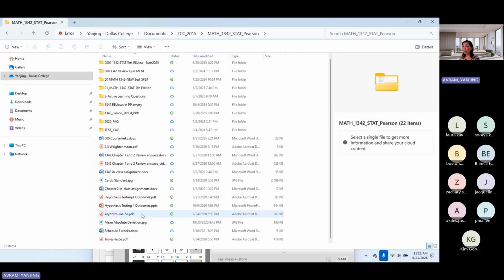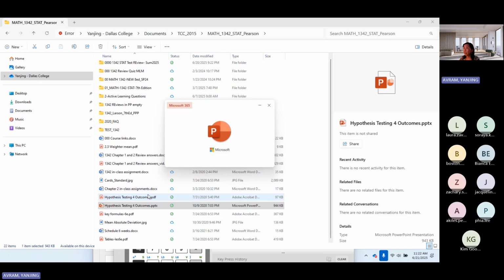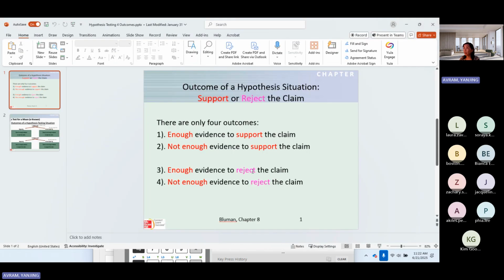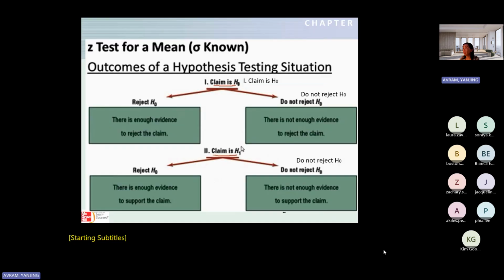Okay, so hypothesis test for outcome. All right, this is the page I was talking about, especially for the beginner if you do not know how to make a conclusion. Using this table, determine where you learn and where you cram.